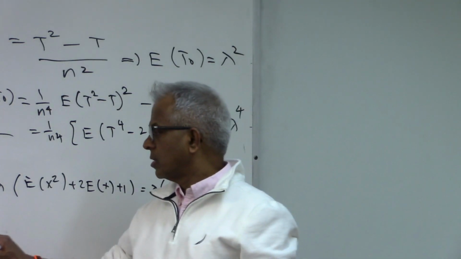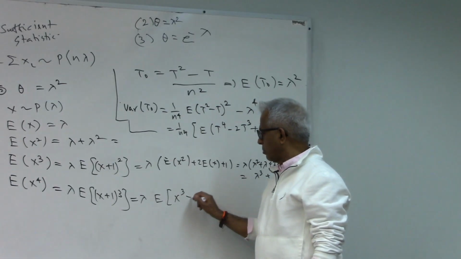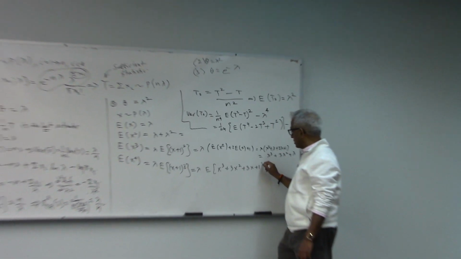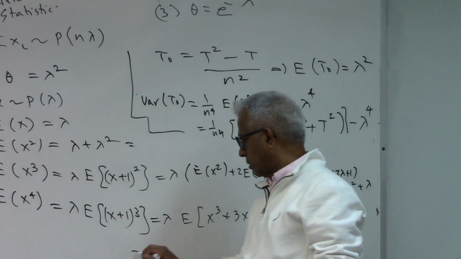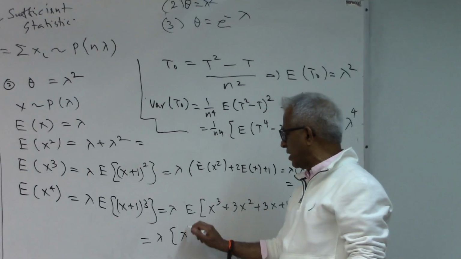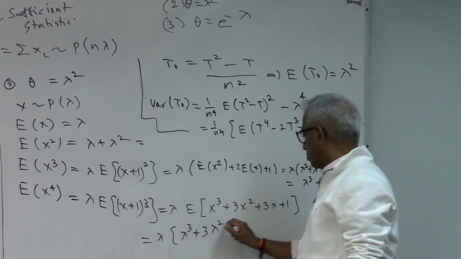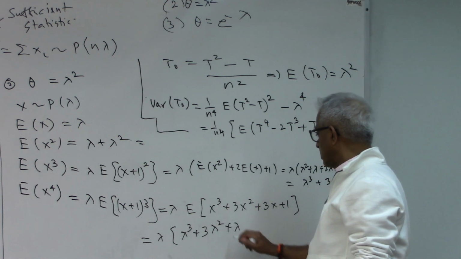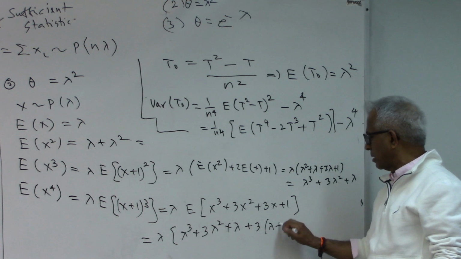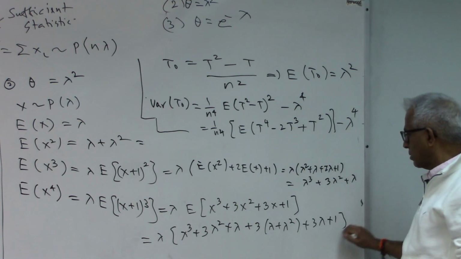So let's do this. This is going to be the expected value of x cubed plus 3x squared plus 3x plus 1, right? So that's lambda multiplied by x cubed is here. You can do this by chain. 3 lambda squared plus lambda plus 3 times x squared. X squared is lambda plus lambda squared plus 3 lambda plus 1.